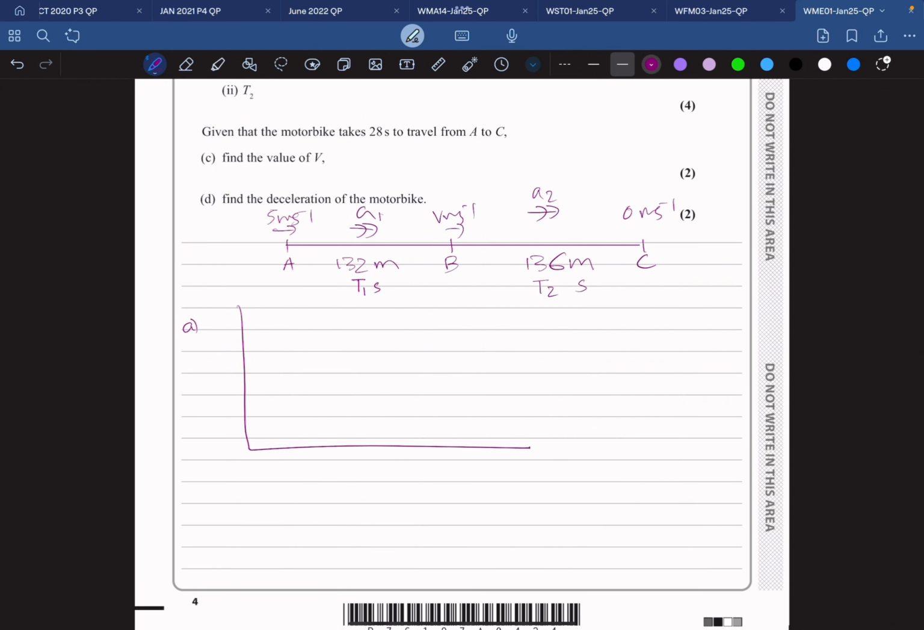Speed time graph. Let's do that. And there we go. Make sure to label and put down the units as well. And here we're gonna have time, seconds.